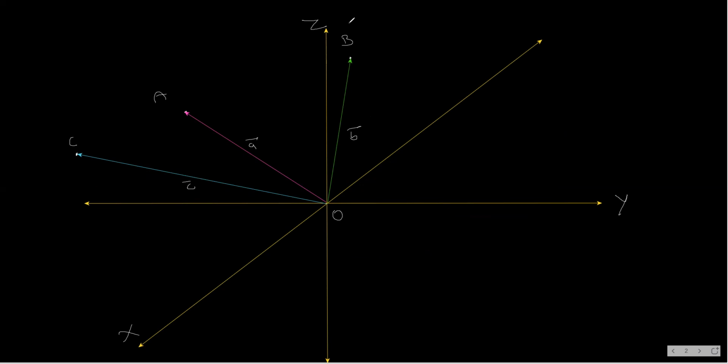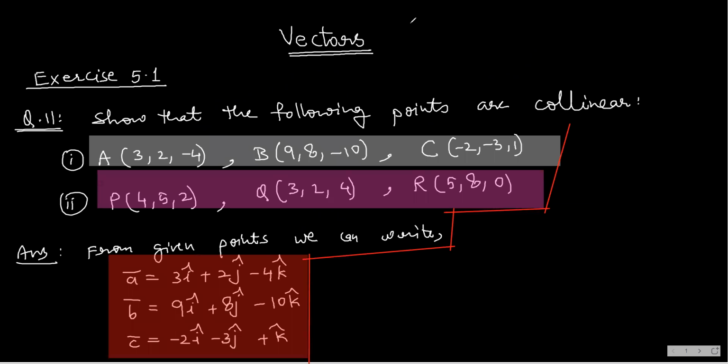Now what will I do? Now I shall find out the displacement vector. I will find out the vector AB bar. Then I will find out vector BC bar or CB bar, whatever. Okay, so let me now do that. Let me find out now vector AB bar. So here I write AB bar.